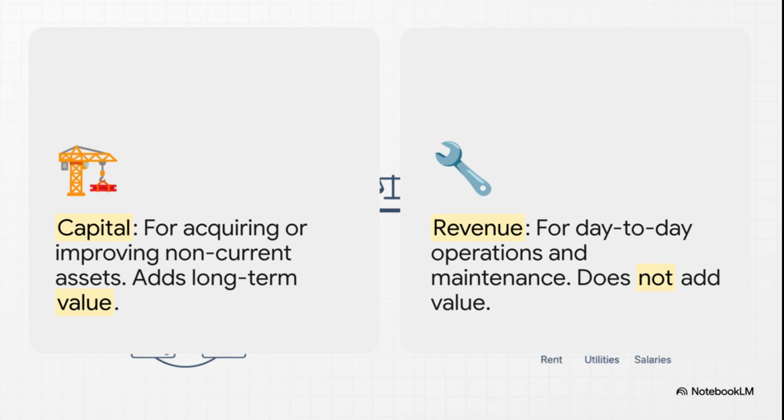It also counts if you're spending money to boost that asset's life or make it more efficient, or if you're just getting it ready to use. Basically, anything that adds long-term value. Now, flip over to the revenue side. Think about the daily grind here. Costs for just running the business, routine maintenance, recurring stuff like repairs or repainting. The key difference? These expenses don't add new value. They just keep the lights on and the wheels turning.